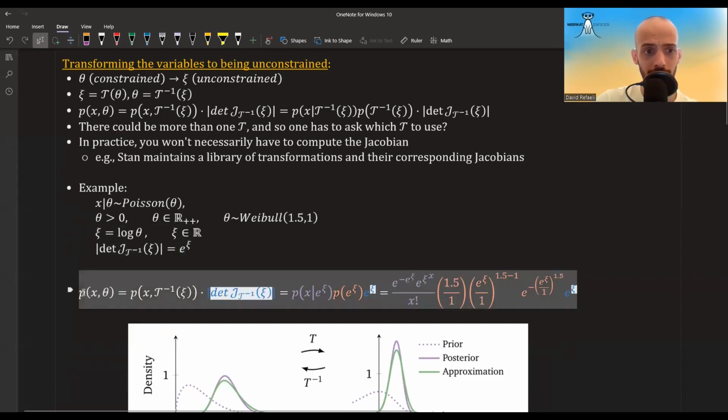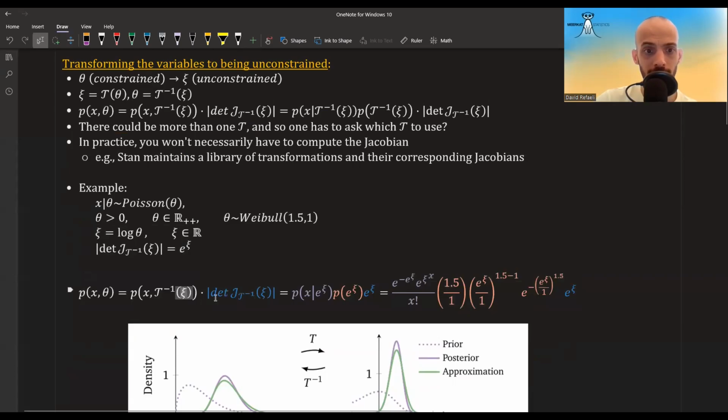So if we now write the joint, it would look like this. We can break it down to the likelihood times the prior times the determinant of the Jacobian. This is one-dimensional, so it's just equal to this. And if I write it also with the actual PDFs of the likelihood and the Weibull prior and the Jacobian, it would look like this.